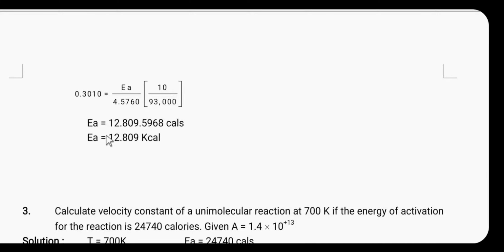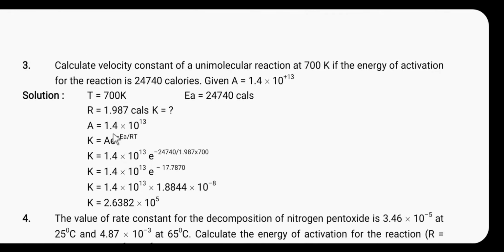This is the answer. The third problem: calculate the velocity constant of a unimolecular reaction at 700 Kelvin if the energy of activation for the reaction is 24,740 calories. Given A, the Arrhenius constant, is equal to 1.4 into 10 raised to 13.